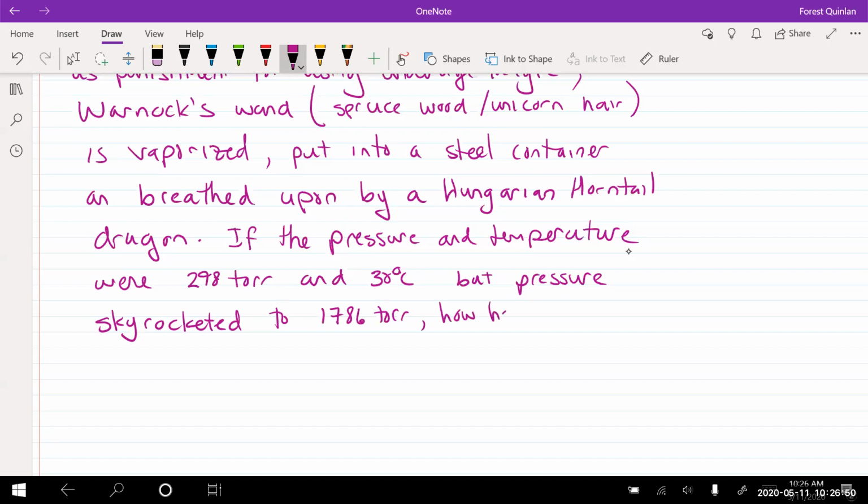This is giving me anxiety. There's too many words. I'm doing this on purpose. How hot is the wand vapor now?